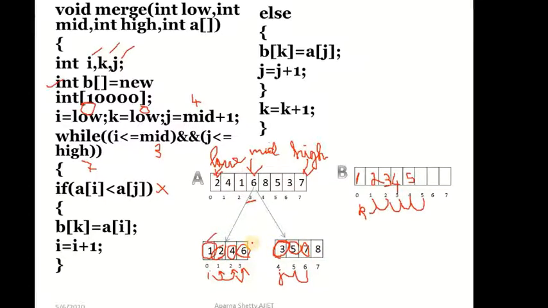6 is smallest, correct? So B of k is equal to A of I. Now in B of k, you will put the smallest element, that is 6. I is equal to I plus 1. I was 3. Next iteration, when you increment I becomes 4. Okay, since the if condition is true, we will not execute this else part. We will just increment k. K was 5. Next iteration, k becomes 6.